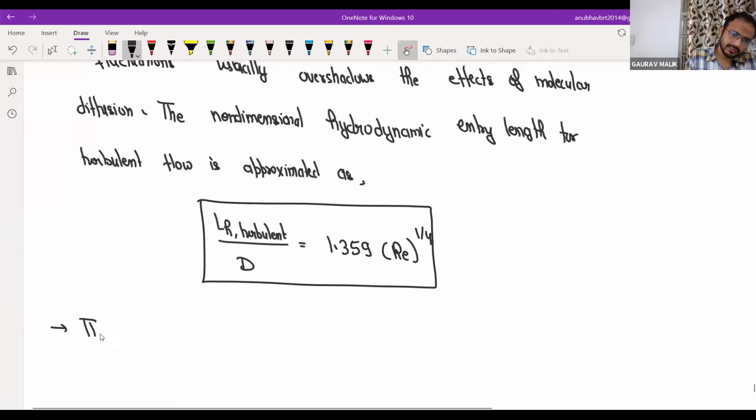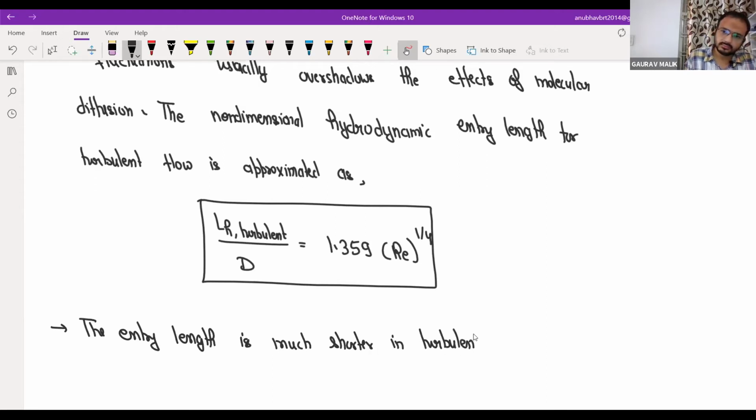So the entry length is much shorter in turbulent flow, as expected, and its dependence on the Reynolds number is weaker.